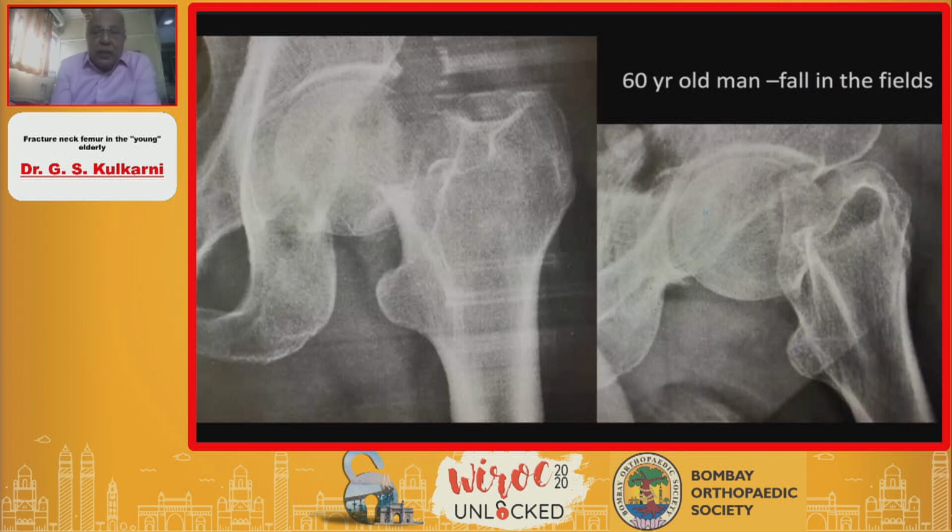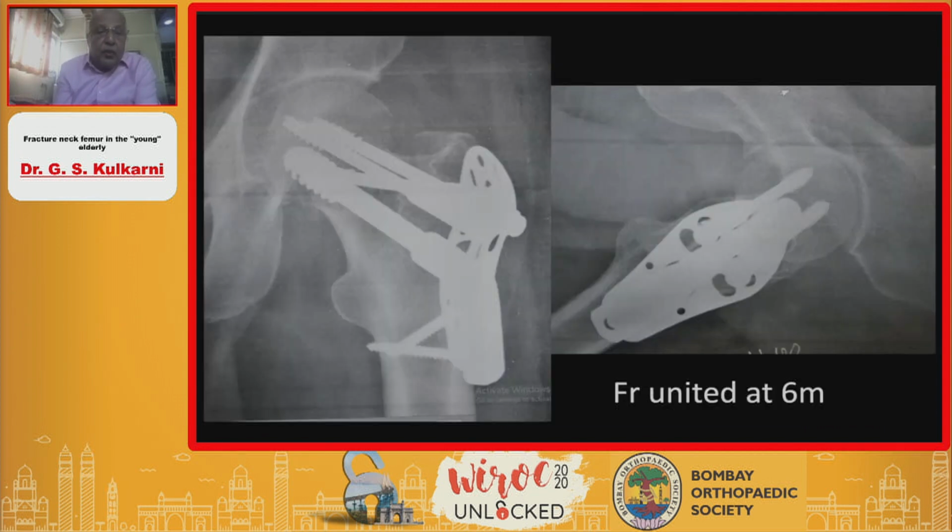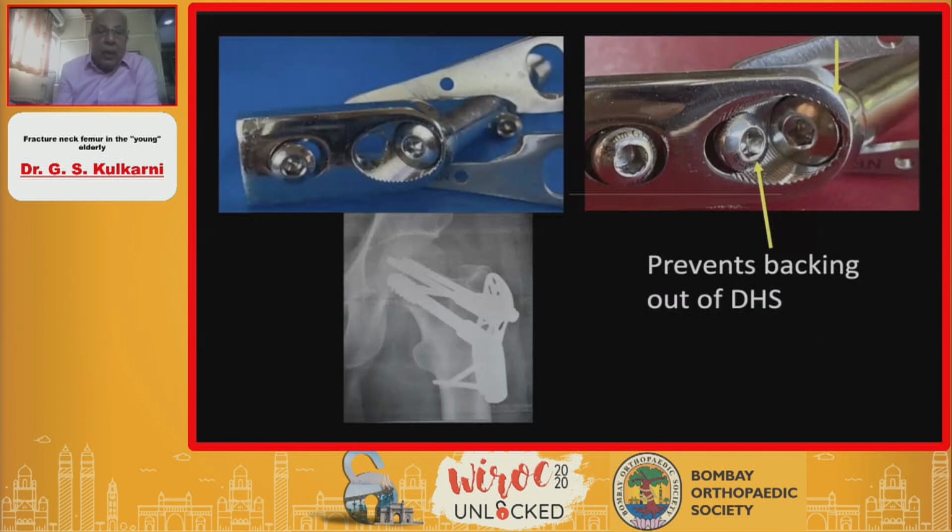Now, this is a 60-year-old man who had a fall in the field. Note the displacement. This was treated with a DHS, modified DHS, and a triangular system. This is how the plate is. The plate is just a short plate, about 30 millimeters. And you can see this screw, which is inserted here like this, prevents the DHS backing out.